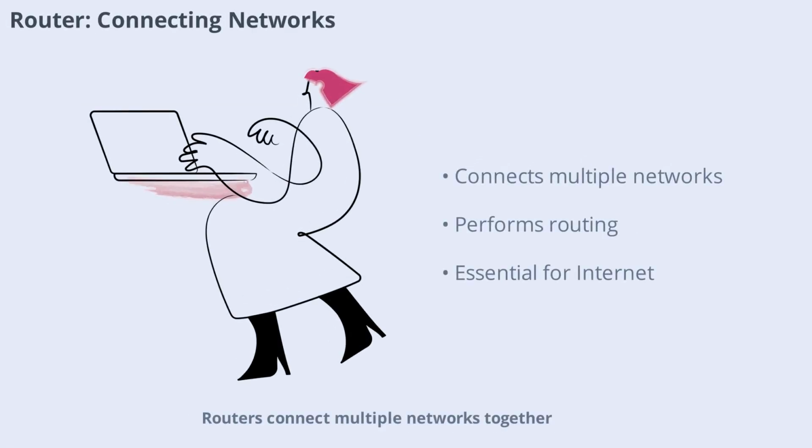Routers connect multiple networks together, such as a home network to the internet. They perform routing, determining the best path for data to travel. Routers are essential for internet connectivity and play a key role in managing traffic between different networks.